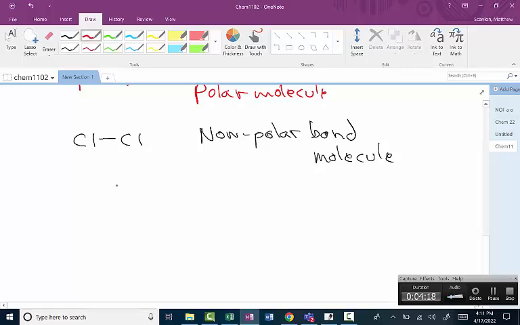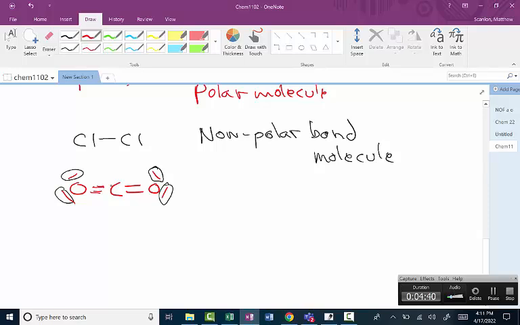A couple more examples. C double bond O. There's the Lewis dot structure, and now remember, I've drawn the whole Lewis dot structure. We've got some electron pairs out here, but they don't have anything to do with the polarity. The polarity is part of the bonds between the atoms.